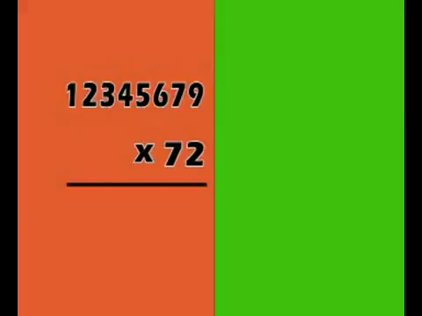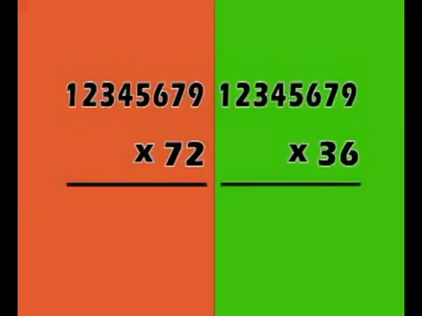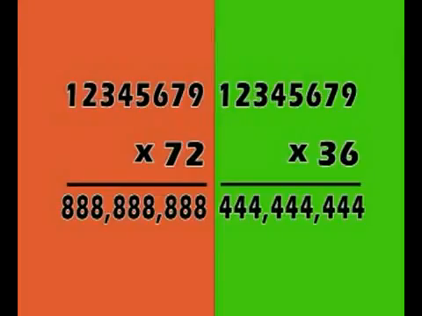Karen, multiply this number by 72. Lisa, multiply it by 36. Be careful in your computations. What about the rest of you? What products did you get? All 8s. 888,888,888. I got 4s. 444,444,444. Very good. Did the rest of you get your favorite number?